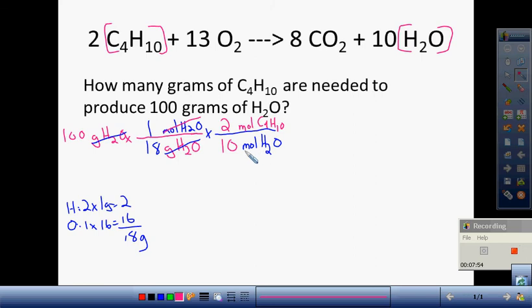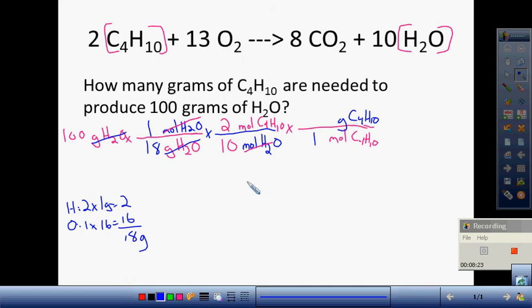I'm going to cross off my like units. And then I'm going to figure out if I'm done. I'm in moles of C4H10. I want grams of C4H10, so I've got to do another fraction. I'm going to take my units, and I want grams, so I can go from moles to grams. 1 mole in the fraction means 1 here.